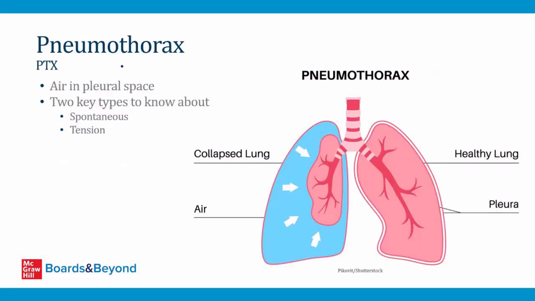Okay, so the first pleural disease or pleural disorder that we'll talk about is a pneumothorax, often referred to by the abbreviation PTX. And a pneumothorax means there's air in the pleural space. And there are two key subtypes of pneumothoraces. They have different pathology, and we'll talk about both of them. First one is called a spontaneous pneumothorax. The second one is called a tension pneumothorax.